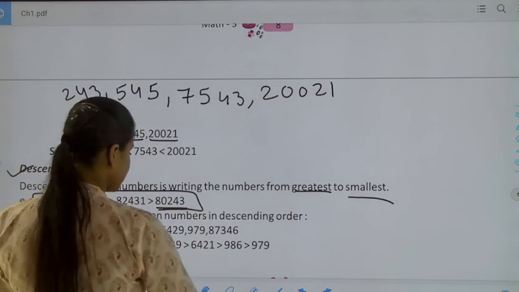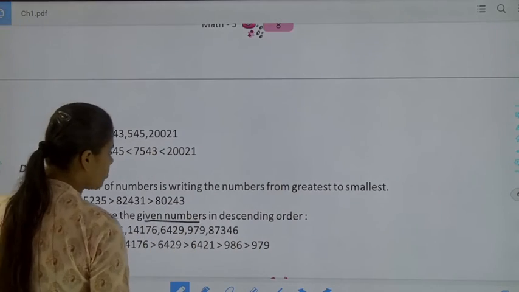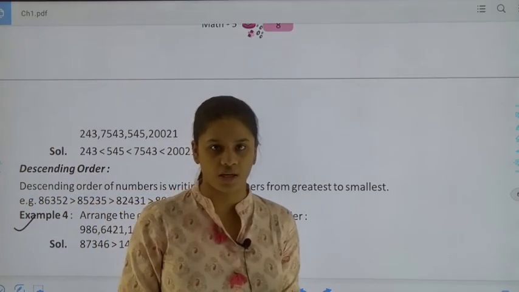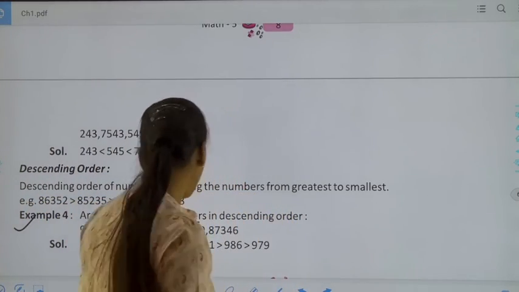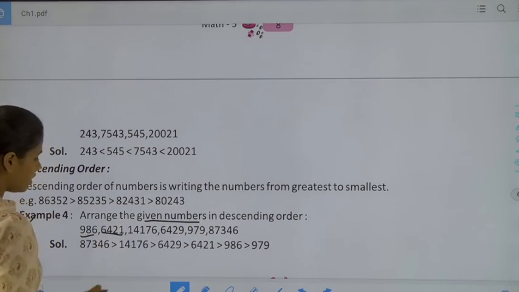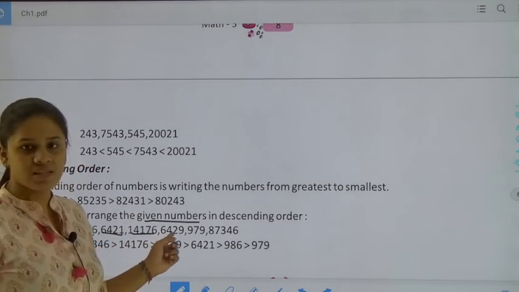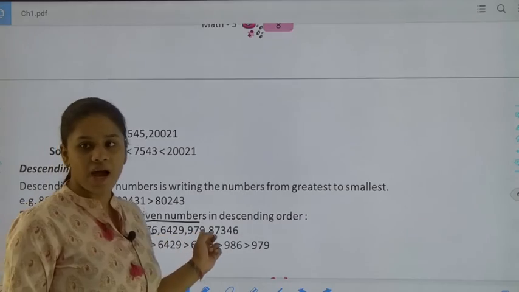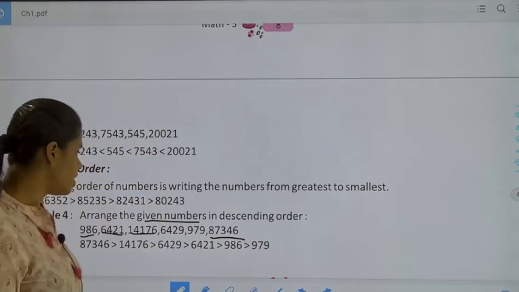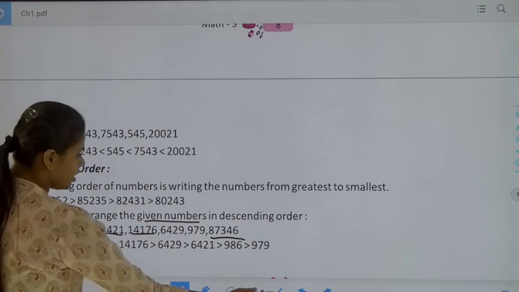Now move to the next example, that is example number 4. Arrange the given numbers in descending order. We have to arrange in descending order. It means greatest to smallest. First one, that is 986, 6,421, 14,176, 6,429, 979 and the last one is 87,346. So which one is the greatest number?